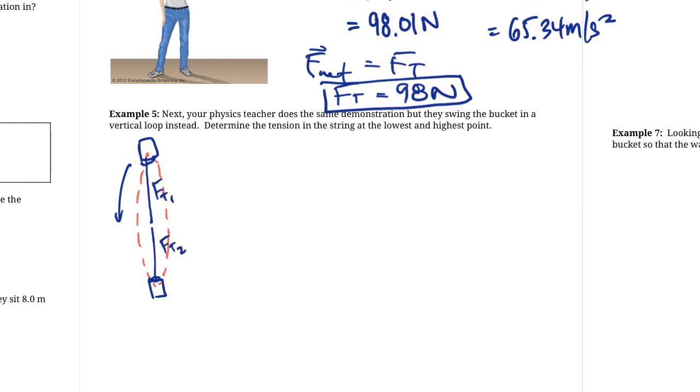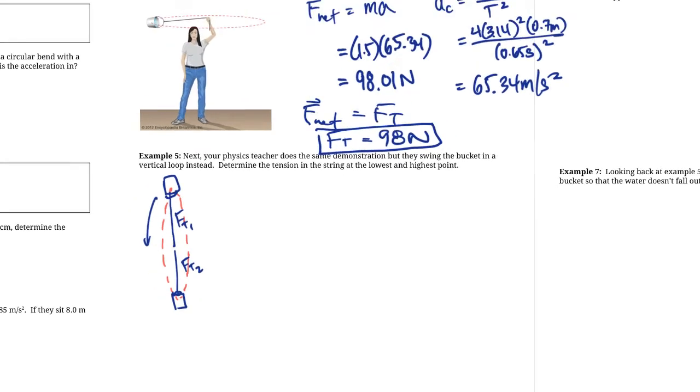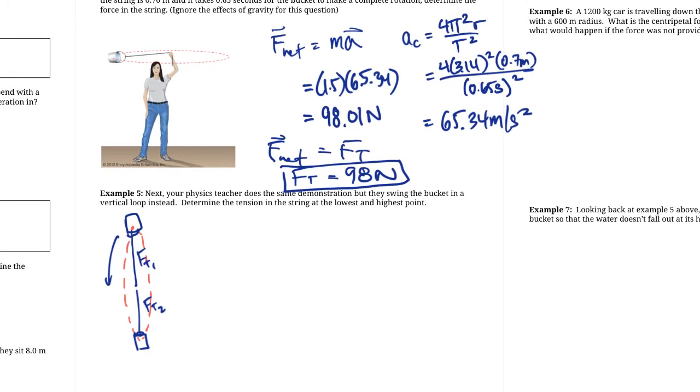How about that? So how is this any different than the previous question? We said all the values are going to be the same. Let's ask ourselves, is the centripetal acceleration going to be the same, first of all? Well, let's think about what's involved: the radius and the period. And I said, let's assume I'm spinning it at the same speed. If that's the case, we know the centripetal acceleration is going to be the same, 65.34 meters per second squared. So that's the same. We need to find the tension at the top and the bottom.